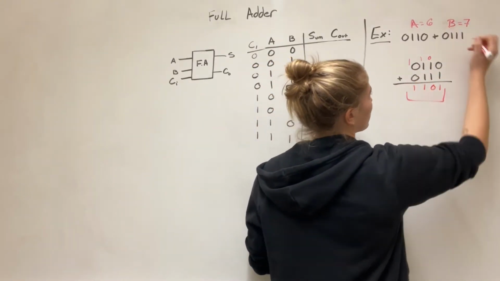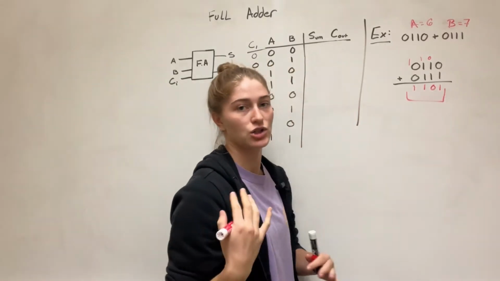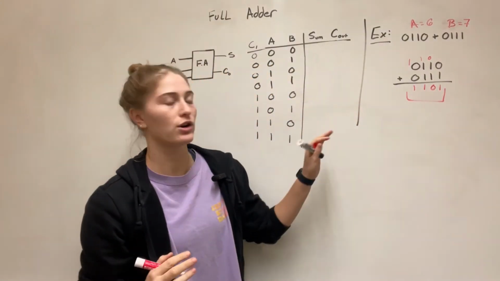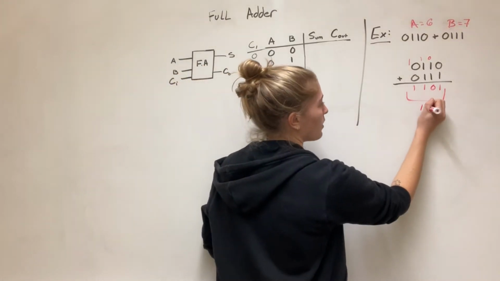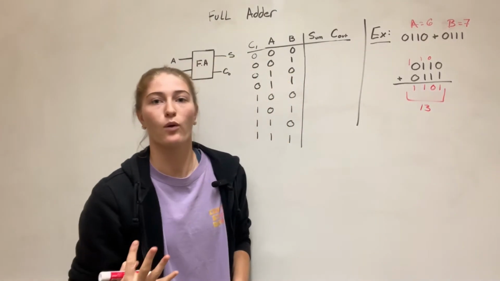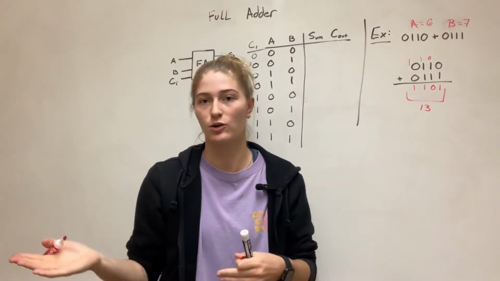Now, if you want to check your work, you can go ahead and do that on the side. You can just transfer the binary numbers to decimal numbers, and you'll see that you get 13 here, and that is in the range of a 4-digit number, which is 0 to 15.